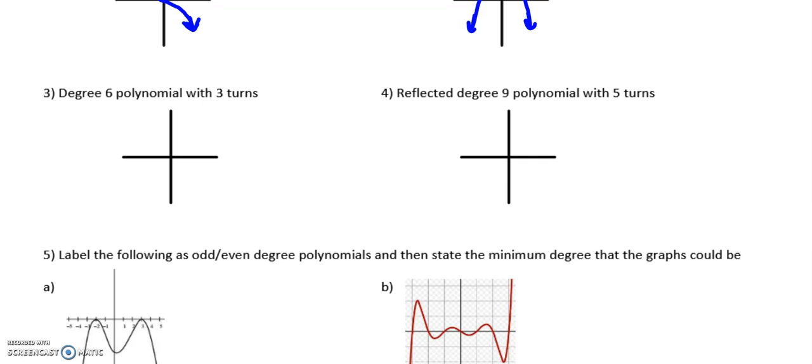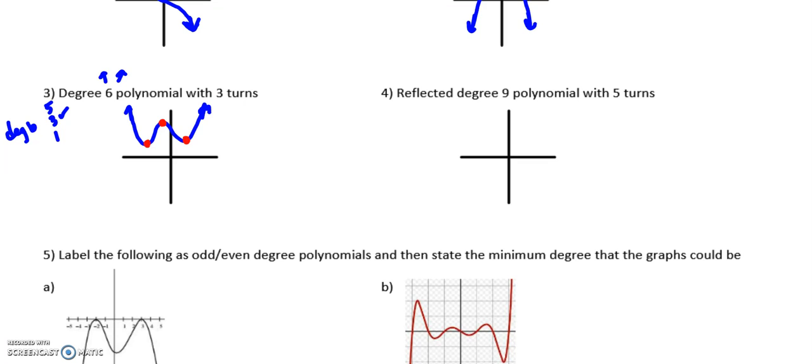Degree 6 polynomial with 3 turns. See if that's possible. First of all, degree 6 would be even, so they're both pointing the same way. In this case, up, up. And if I have degree 6, the most turns I could have is 5, or I could have 3, or I could have 1. So it is possible to have 3 turns on a degree 6. So he's up, up, and I need to turn 1, 2, and 3 times. Meet up with my end behavior. And there are 3 maxes or mins.